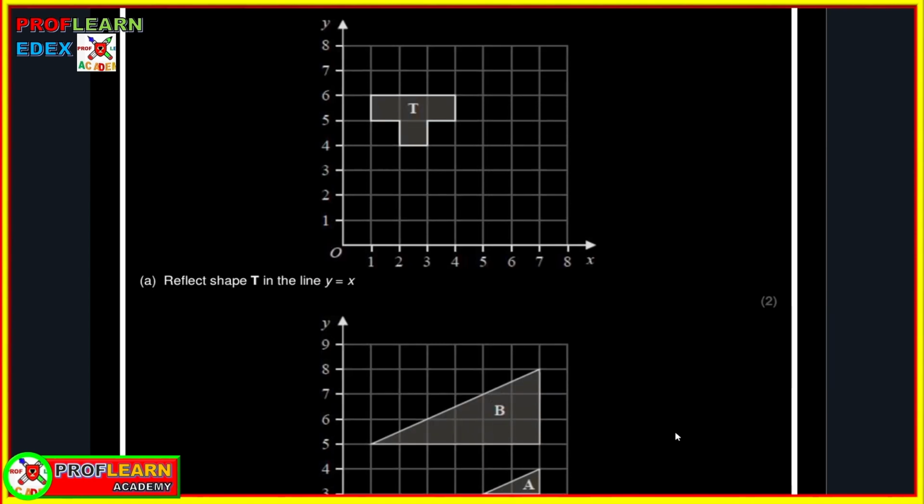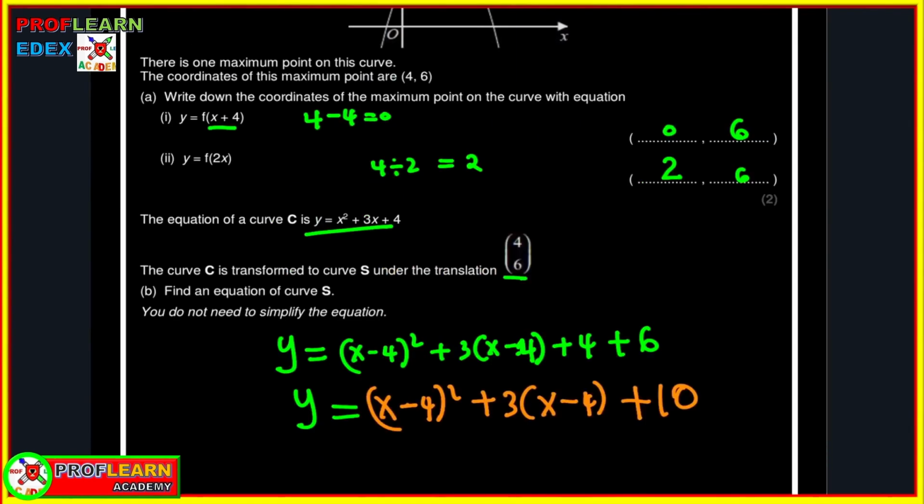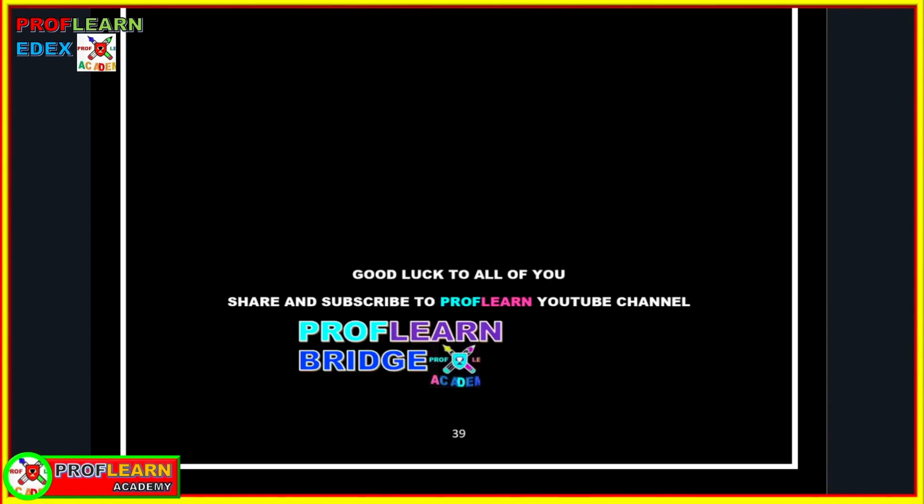Now, if you are given a question to do with geometry and you are supposed to do reflection, of course, we are going to draw. Let me just move this.